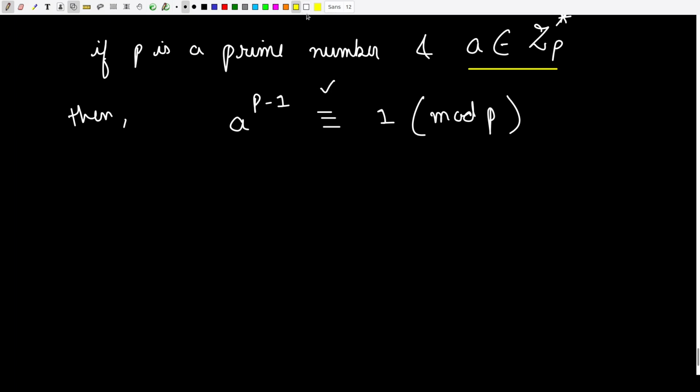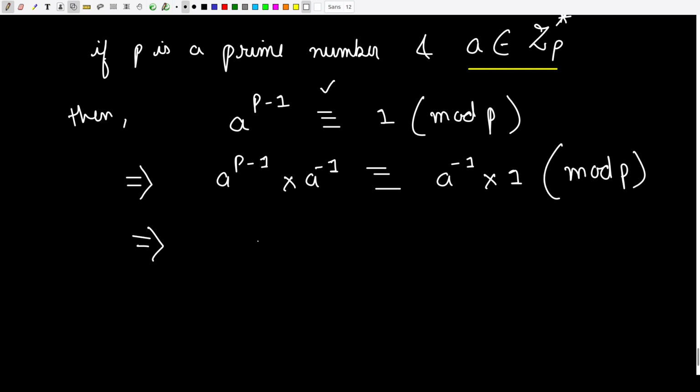So from Fermat's little theorem, we know that a to the power p minus 1 is congruent to 1 modulo p. Please note, in order for this equation to hold, p has to be a prime number and a should belong to Zp star. Now what we can do is multiply both the sides by a to the power minus 1. So let us multiply the LHS by a to the power minus 1, and this is congruent to a to the power minus 1 into 1 modulo p.